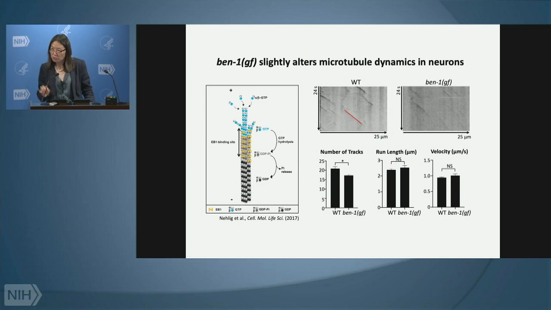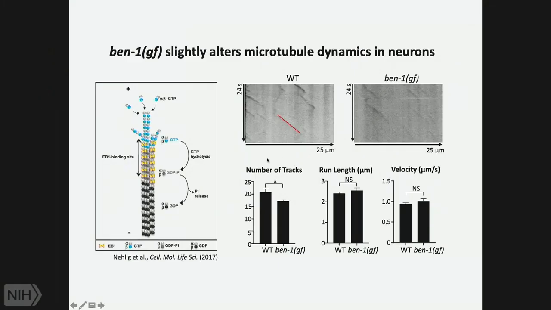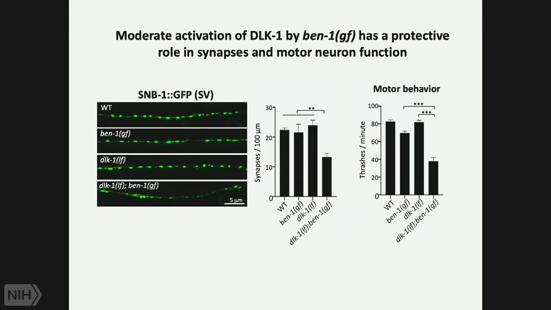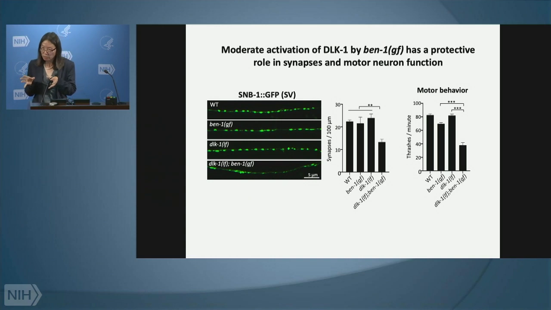naturally we looked into microtubule dynamics using the EBP-1 binding assay, doing spinning disk, and then generating the kymograph. For this particular BEN1 gain of function, the microtubule dynamics is only subtly altered. It's not dramatic. And what we found is that BEN1 gain of function subtly changes microtubule dynamics and activates DLK moderately, which actually has a protective role in synapses in motor neuron function.